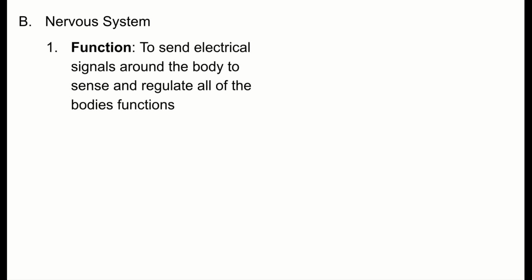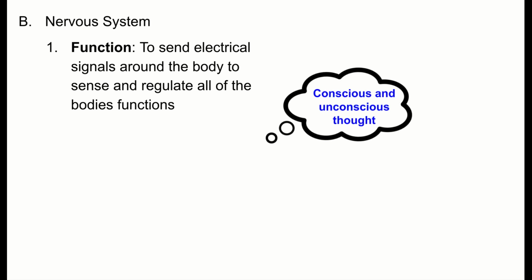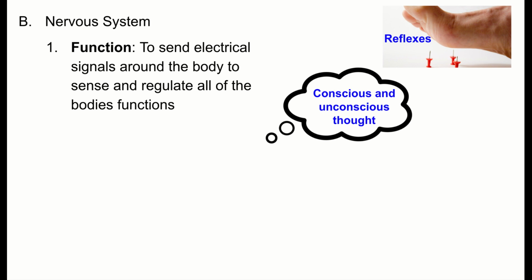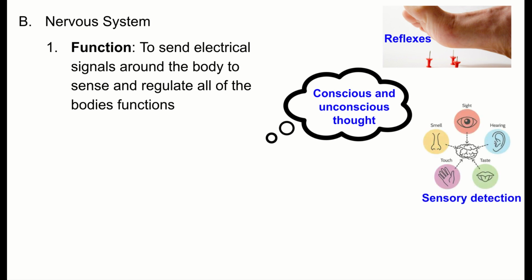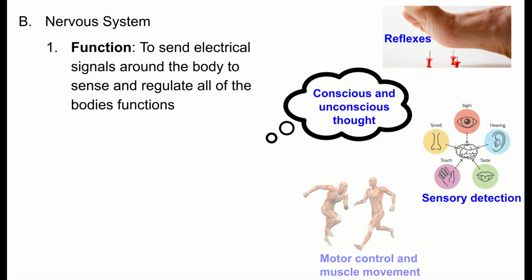All right, let's go on to our second body system for today, the nervous system. What's its function? To send electrical signals around the body to sense and regulate all of the body's functions. When I say all, I mean all. Your nervous system is responsible for all conscious and unconscious thought, for all of your reflexes, pulling your foot away when you step on something sharp, for all of your senses, detecting everything you see, processing everything you see, smell, hear, touch, and taste. All of your motor control and muscle movement.